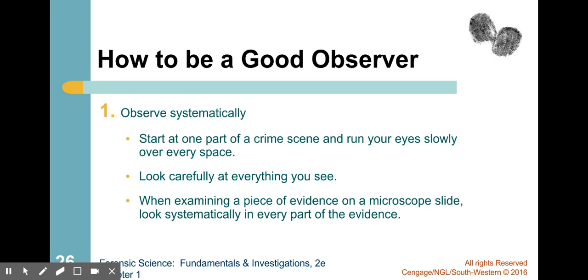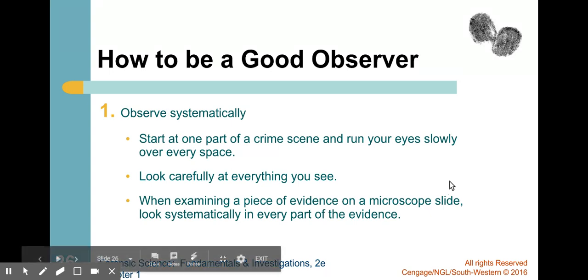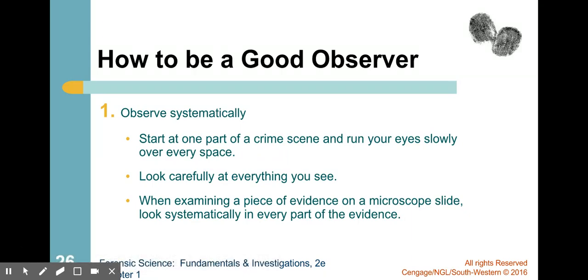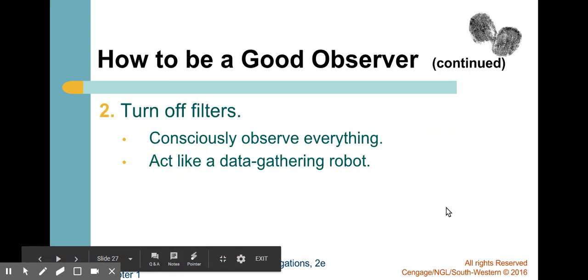To be a good observer, we need to follow a couple of steps and really have a trained eye. You want to start at one part of the crime scene and just very slowly scan your eyes and look at every single little detail, and you want to look at it systematically, just left to right, bottom to top, or top to bottom. Look carefully at everything you see, and you can do that even when you're looking at a microscope.